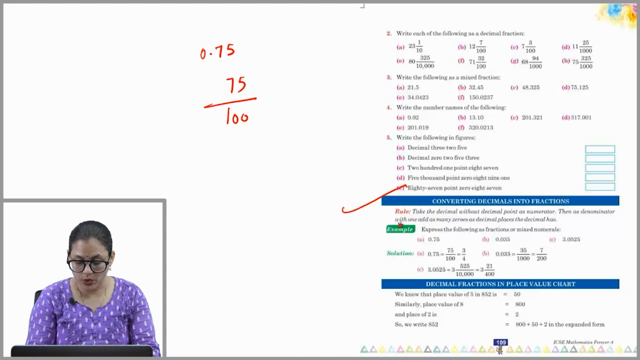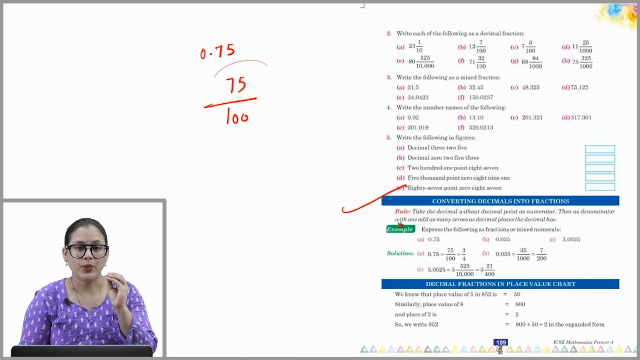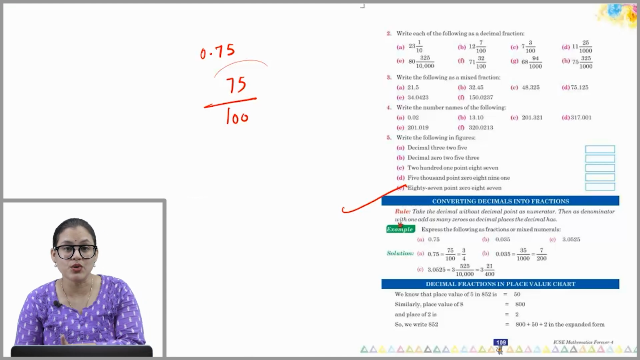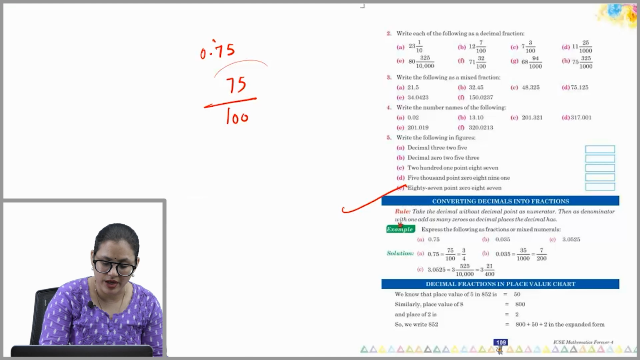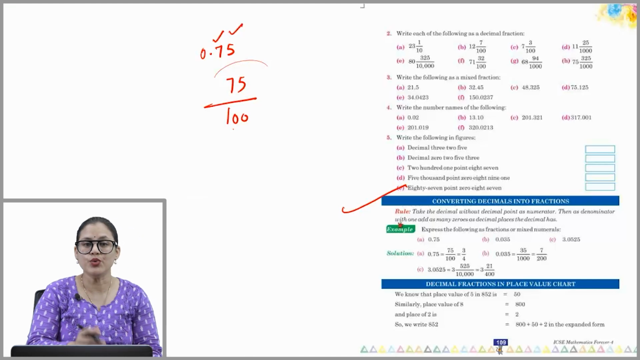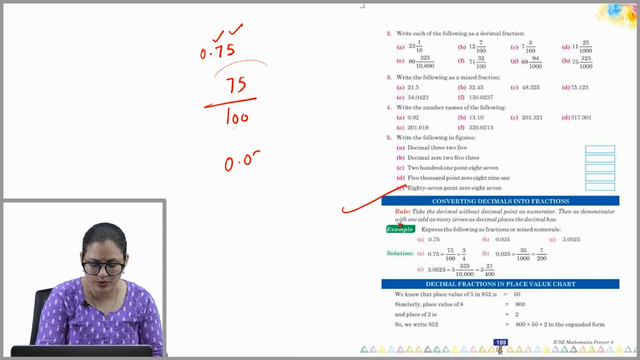See, the rule, what does the rule say? Take the decimal without the decimal point, and then as denominator write 1 and add as many zeros as the decimal has decimal places. See, it has how many places? 1, 2. So we will write 2 zeros after 1. Okay. Next one is 0.035.